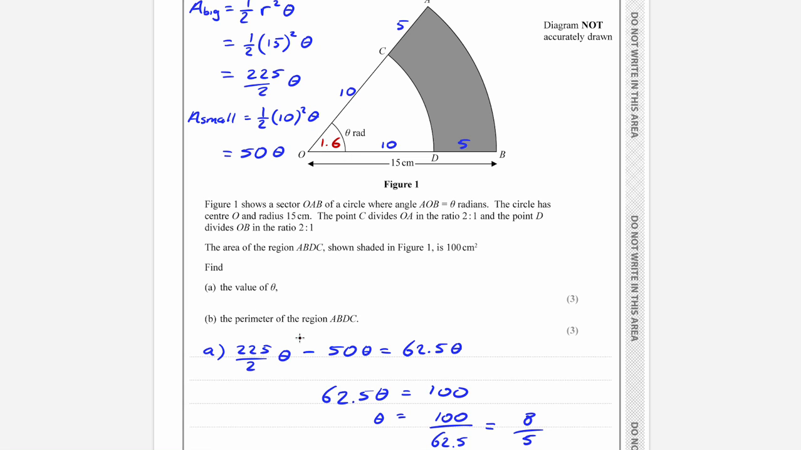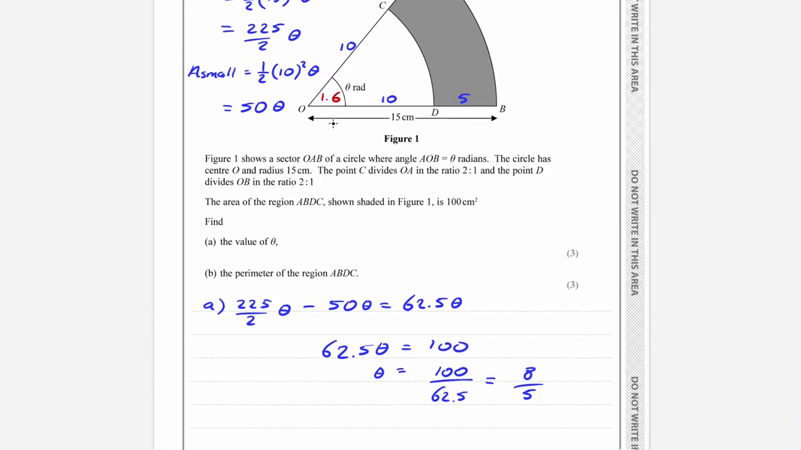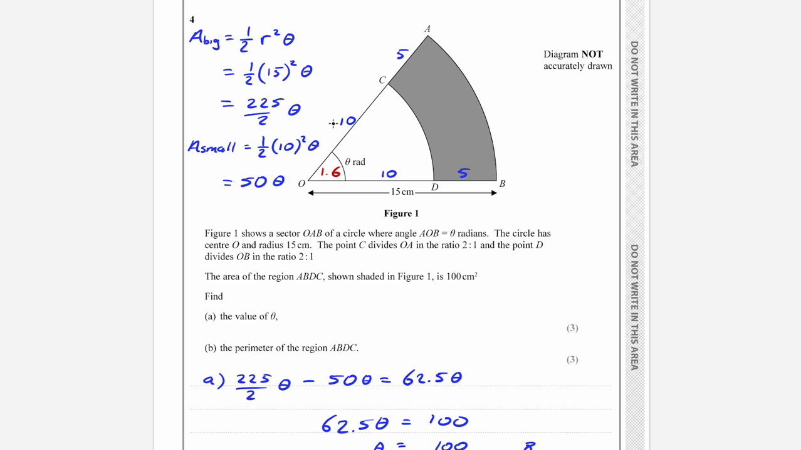Then he says, find the perimeter of the region ABDC. Okay, so let me see, guys, how are we doing for space? I'm just going to copy this down here.